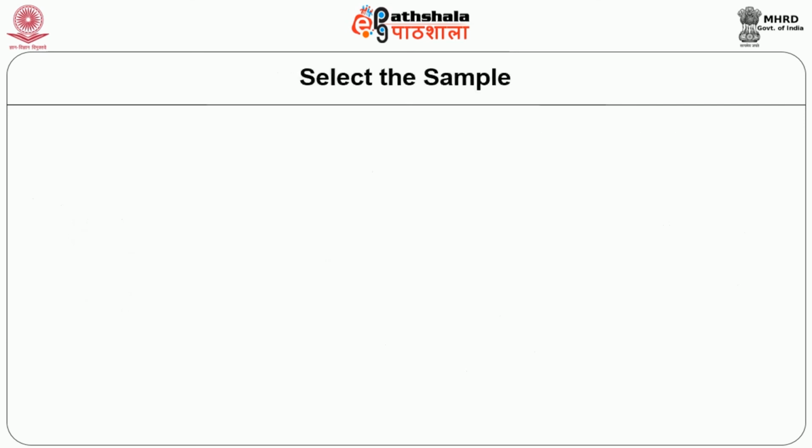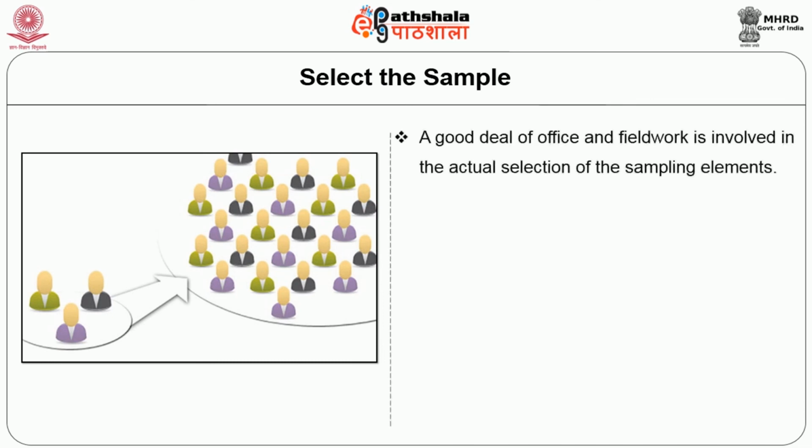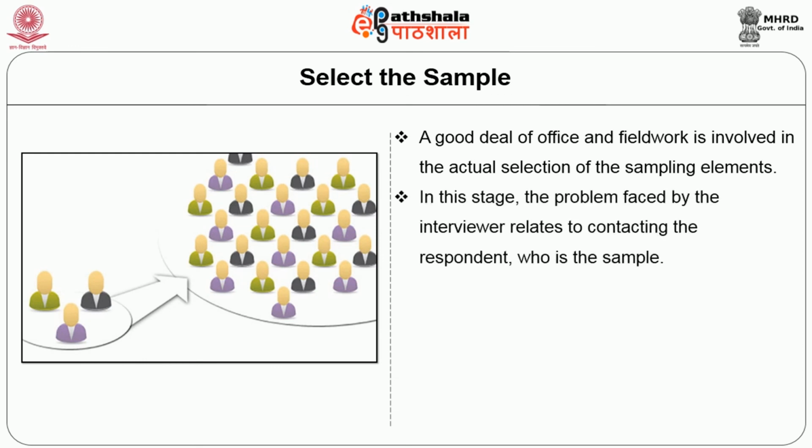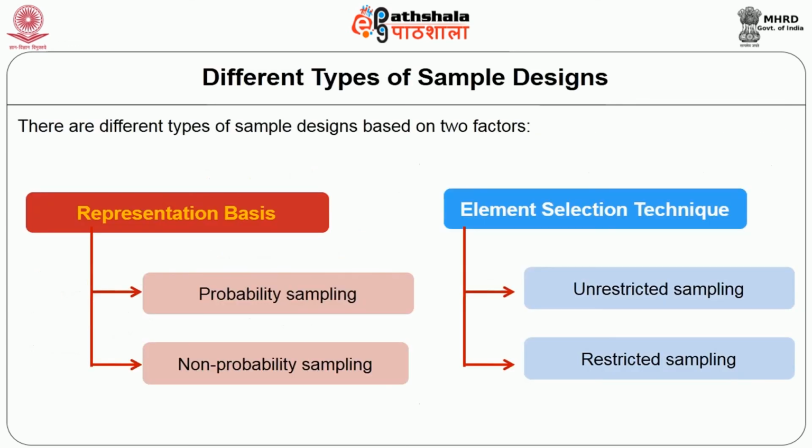The final step, select the sample. This is the final step in the sampling process. A good deal of office and field work is involved in actual selection of the sampling elements. In this stage, the problem faced by the interviewer relates to contacting the respondent, who is the sample. Several techniques can be adopted for this purpose. The researcher must be clear on the goals he or she has established for the research work and use the appropriate technique. The following section gives an overview of the types of sampling design.